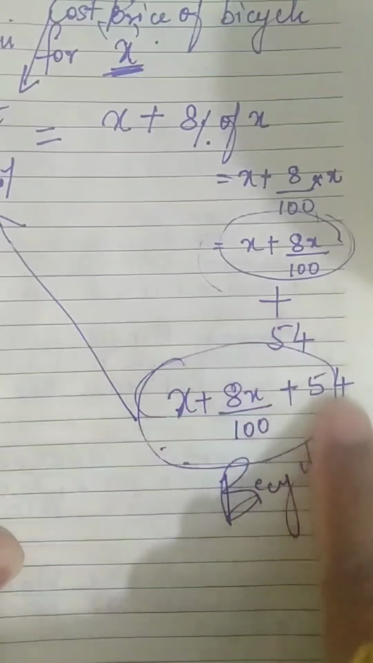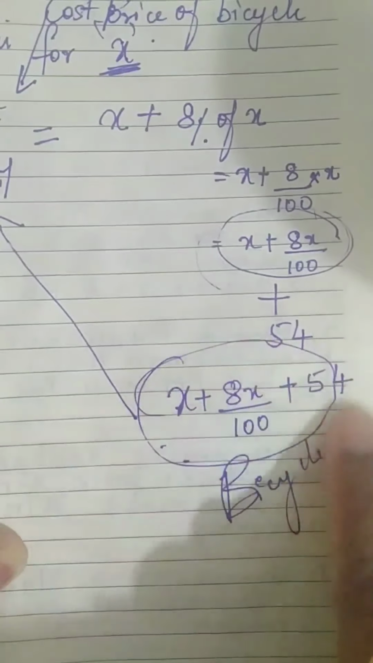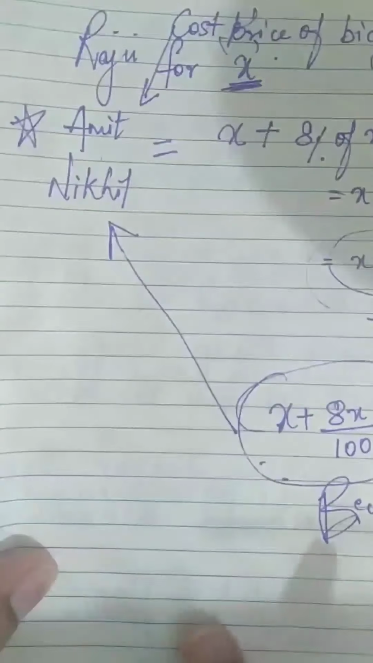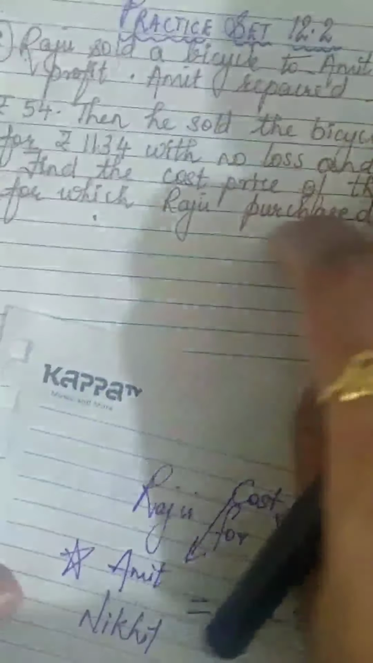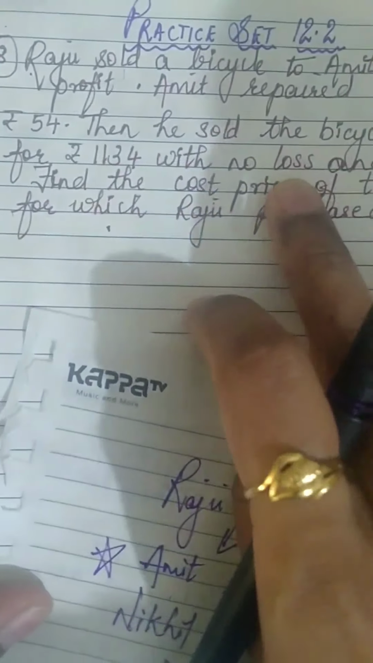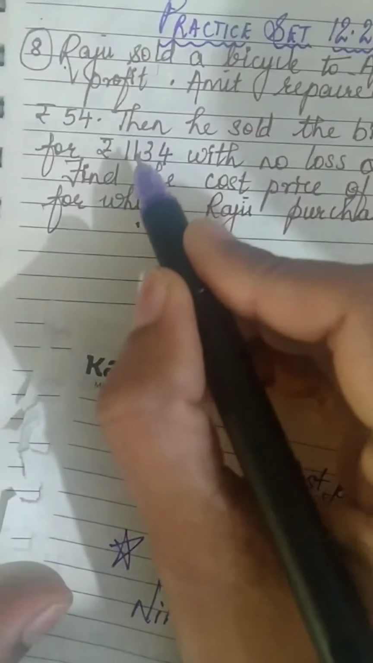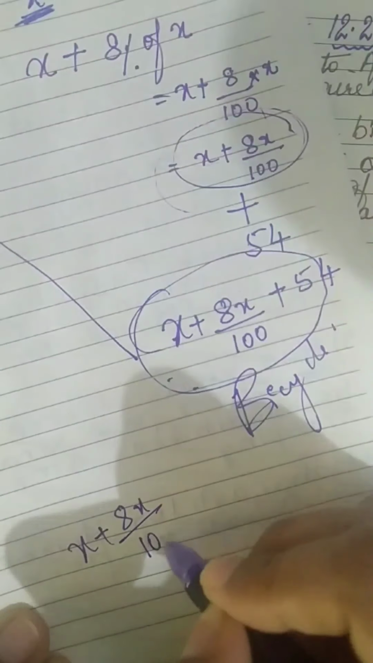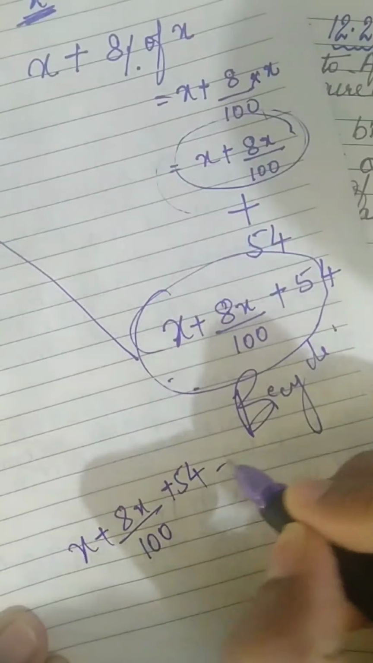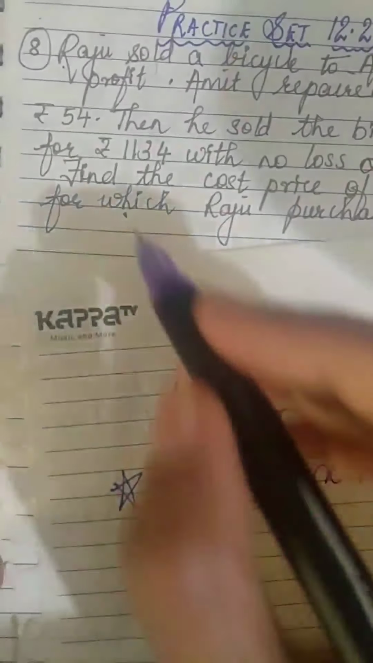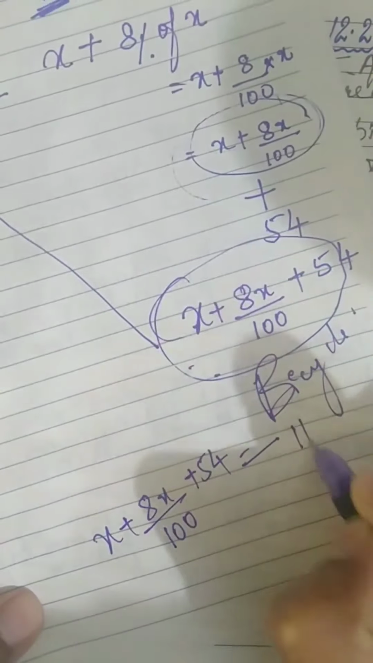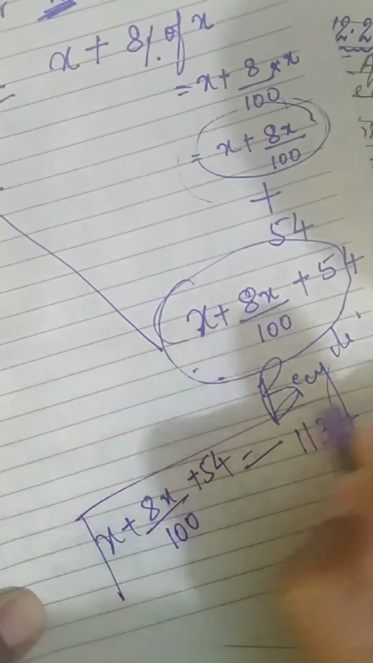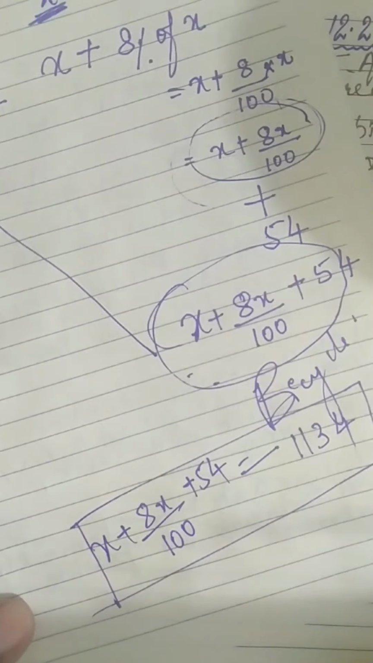So total money he paid was this much. For this money only he gave it to Nikhil. So how much is this value? Indirectly they have given us. Amit, after repairing and everything, with no loss, no profit, sold the bicycle for 1134. That is nothing but x plus 8x upon 100 plus 54, this whole money is nothing but 1134. That is the hidden message from this sum.